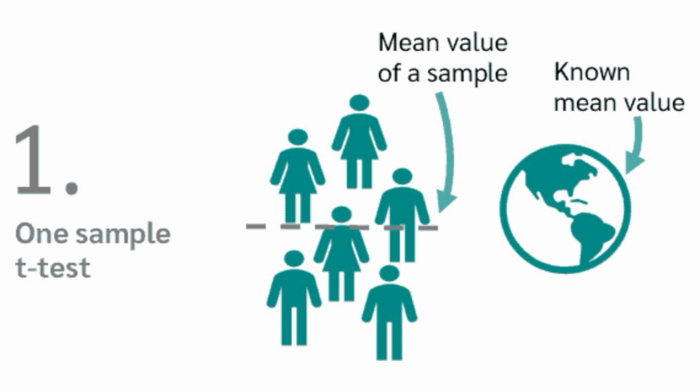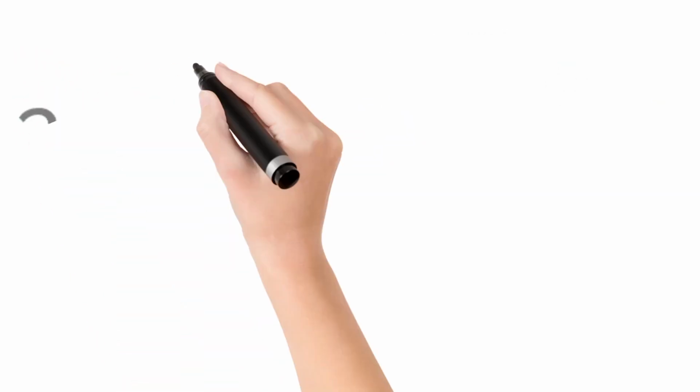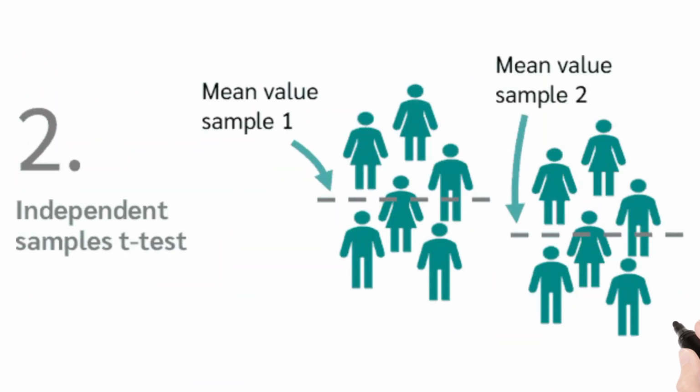So then the next one is the independent sample t-test. When you are comparing the means of two independent groups, two separate groups, that type of t-test is called an independent t-test because the two groups are independent of one another. So if you are trying to compare the means of two independent groups, that is what you call an independent samples t-test.